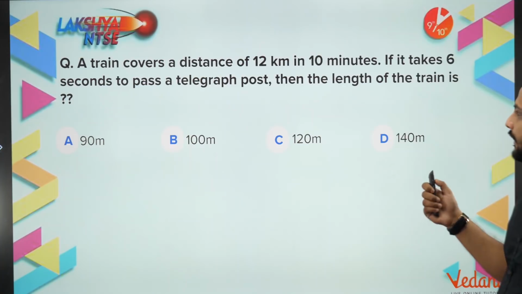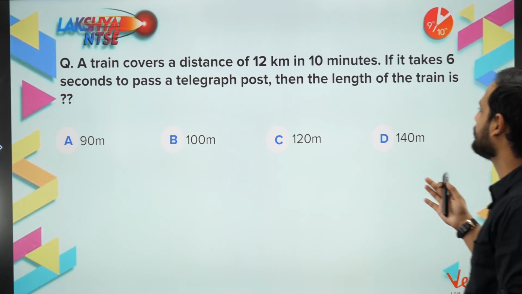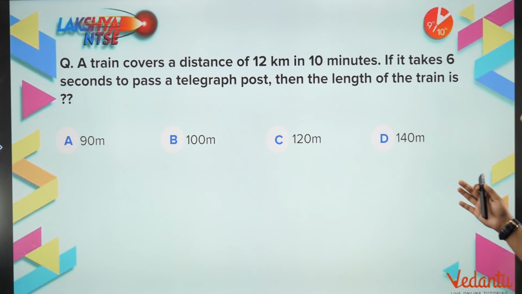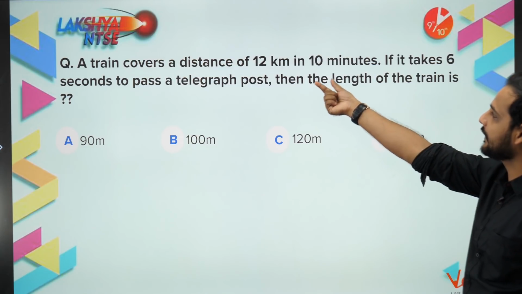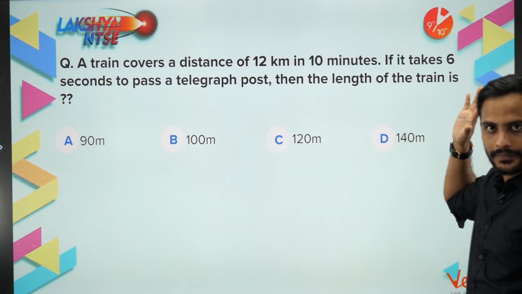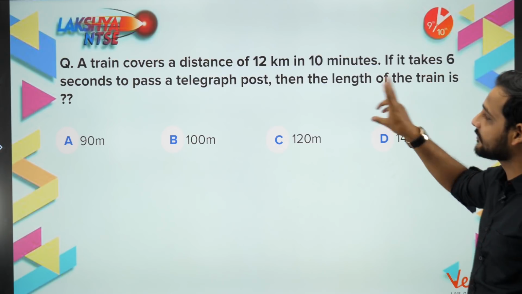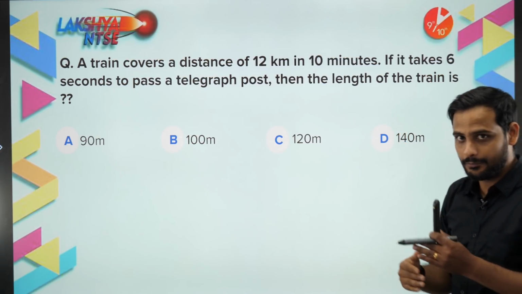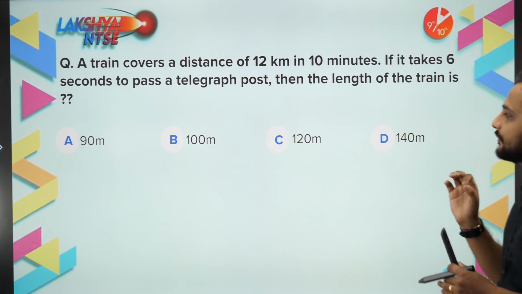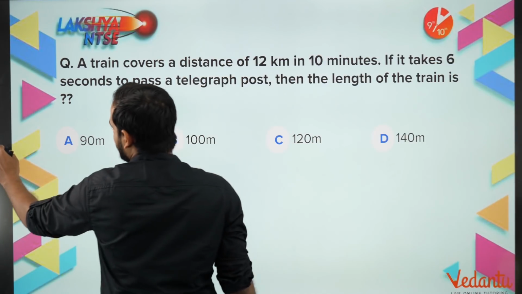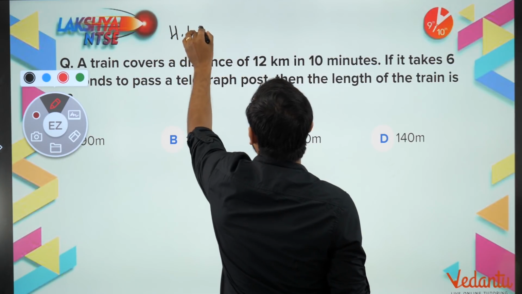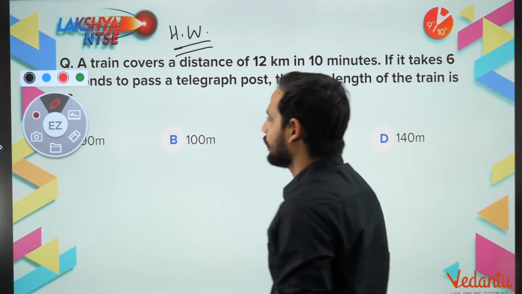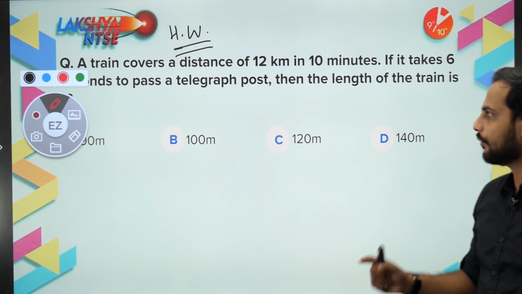Understood? Chalo. A train covers a distance of 12 km in 10 minutes. If it takes 6 seconds to pass a telegraph post, then find the length of the train. So this train is covering a distance of 12 km in 10 minutes. I am giving you this question as your homework. This will be your homework question.